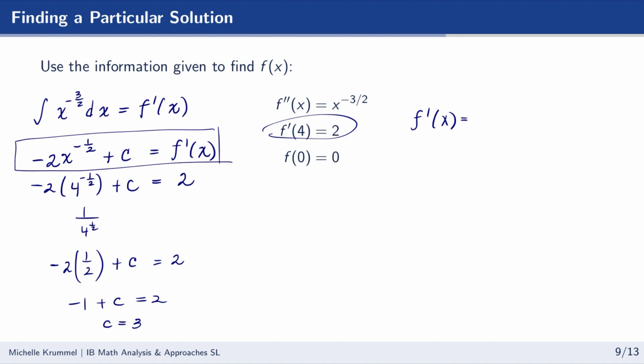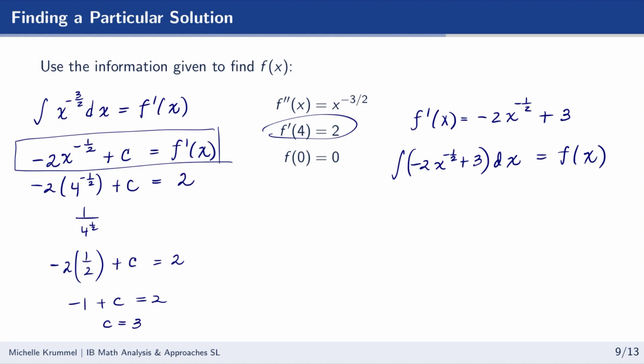I'm not going to write it differently because we have to find the antiderivative again. So -2x to the -1/2 plus, instead of c, now I can say plus 3. That's the f prime of x equation. To get the f of x equation, we're going to find the antiderivatives of these two terms. So we're going to integrate -2x to the -1/2 plus 3 dx, and that is going to give us f of x.